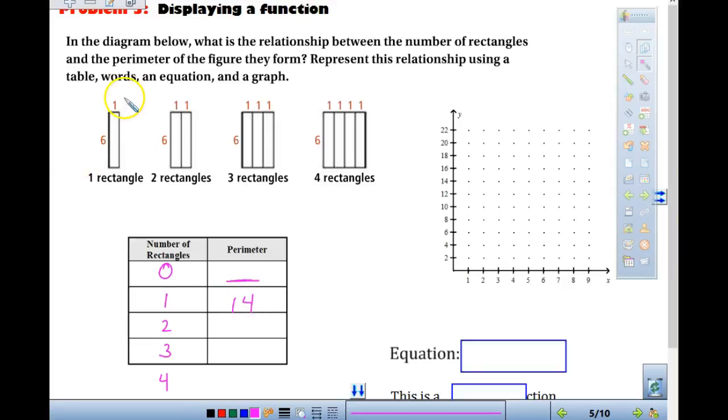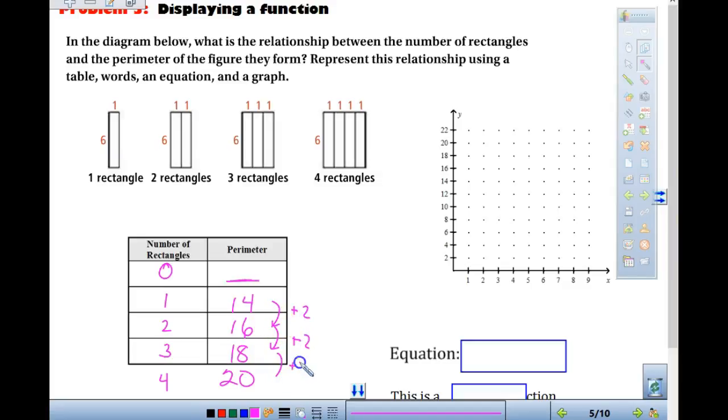14, right? 6 plus 1 is 7, 7 and 7 is 14. You have 2 of them put together, right? So you got 6 and 6 here. We have a total of 16. 3 rectangles, right? We're up to 18. And the 4th one, we're at 20. So, as my x increases by 1, my y is increasing by how much each time? 2.